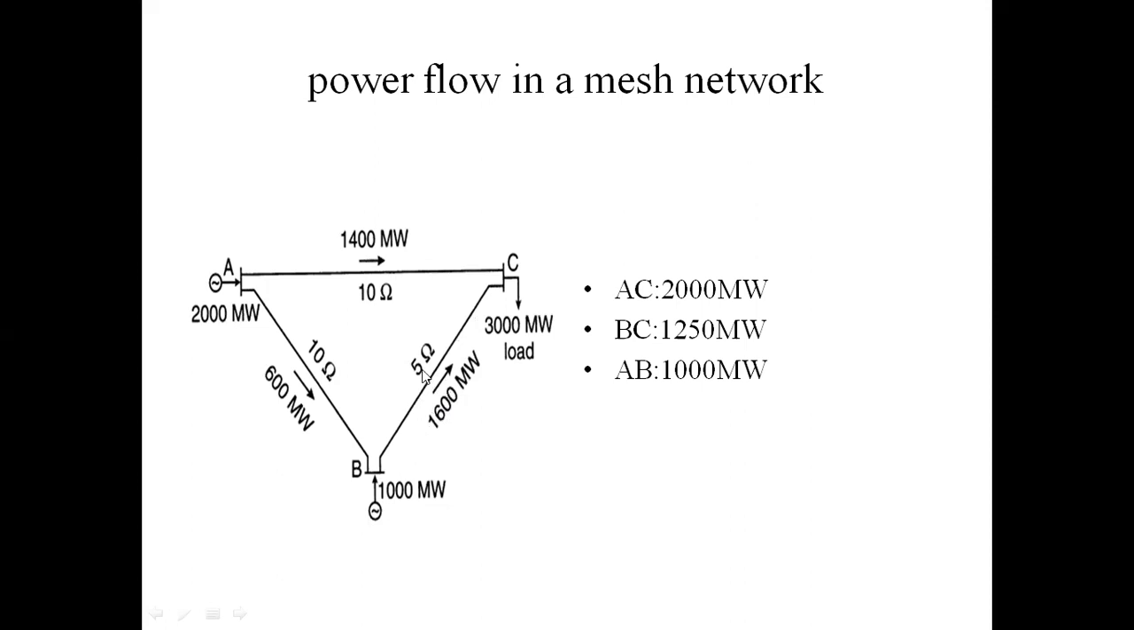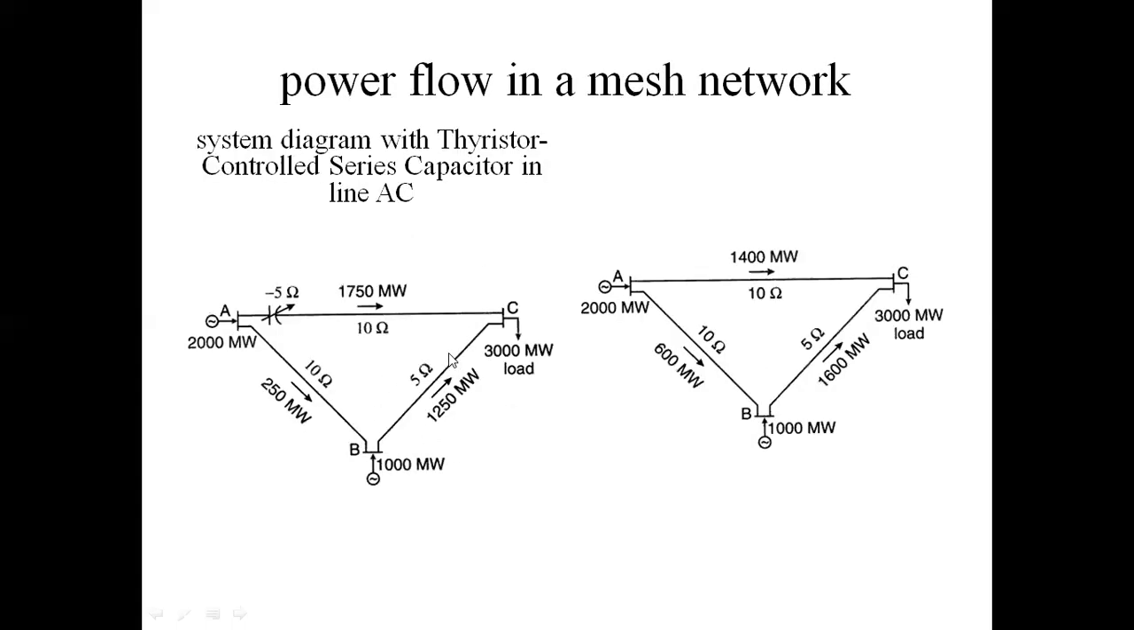This BC transmission line impedance is 5 ohms. The AC transmission line is 10 ohms. The AB transmission line is 10 ohms. Here it is overloaded. By using some power electronic devices, FACTS devices, we will reduce this overload. Next slides, I will explain.